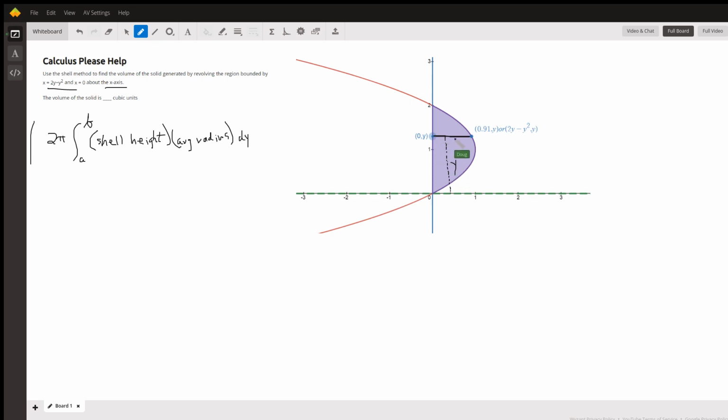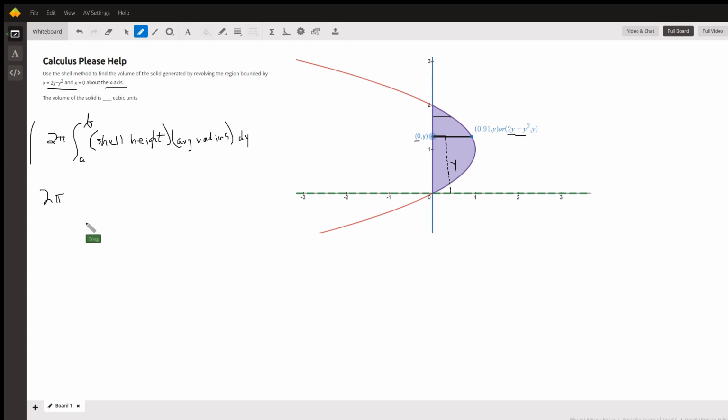But what's the algebraic expression for the height of a typical shell? Well, it's the x coordinate at the right minus the x coordinate at the left. That represents that distance right there, no matter where the shell is located. So what we've got is 2 pi.